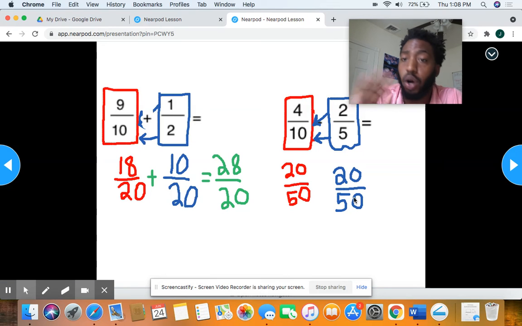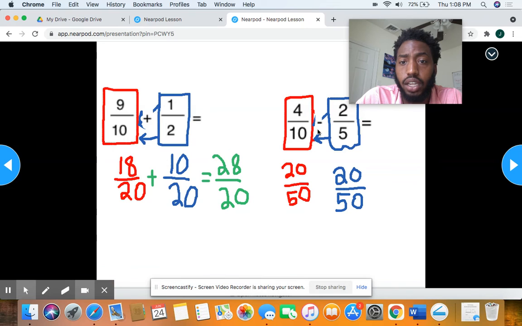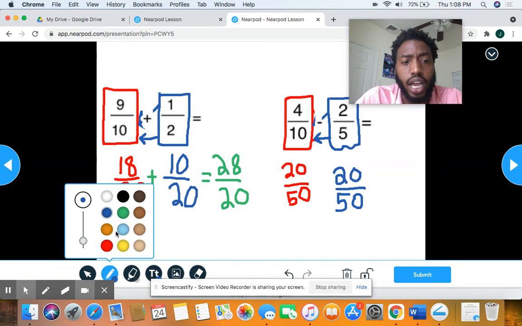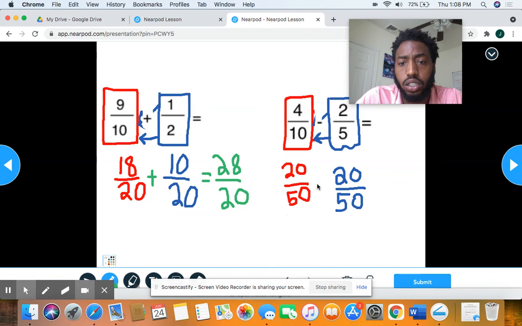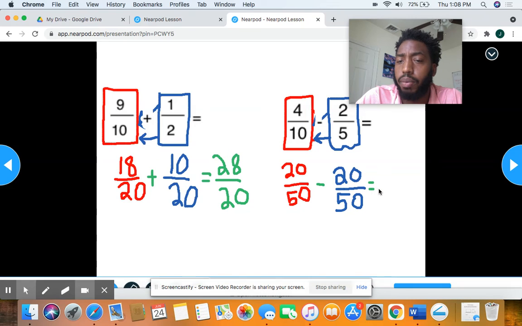And now we have to pause and we have to check. Are my denominators common? 50, 50 are the same? Yes, they're common. Next thing we need to do is check our sign. Oop, it's not addition. Our sign is going to be subtraction. Then lastly, we're going to go ahead and solve the problem.